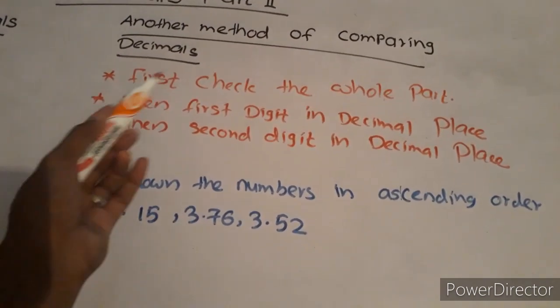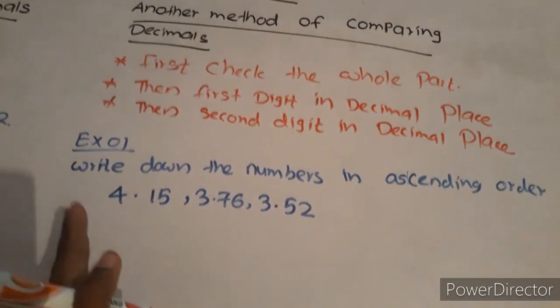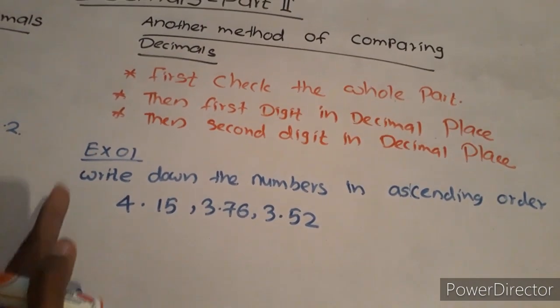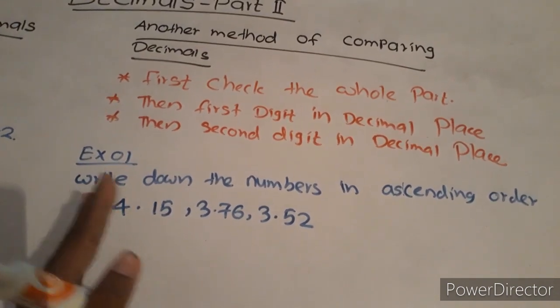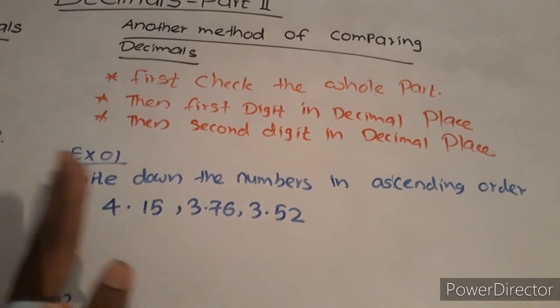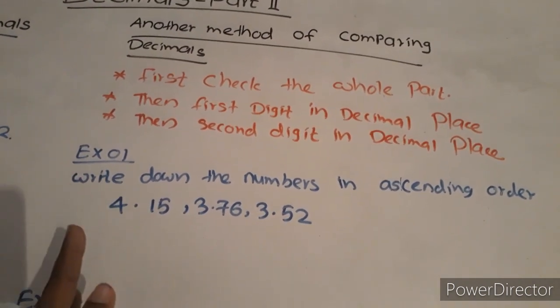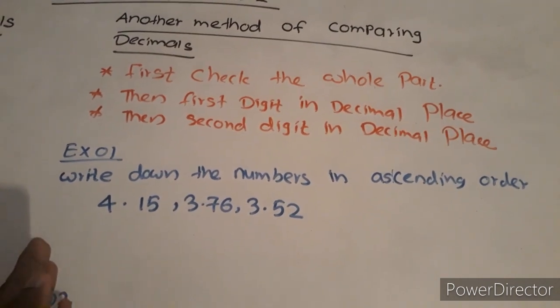First, we have to check the whole part. If they have a whole part that is not 0, we have to check the whole part. If the whole parts are different, we can choose the biggest whole number. The biggest whole number is the greatest, like that.